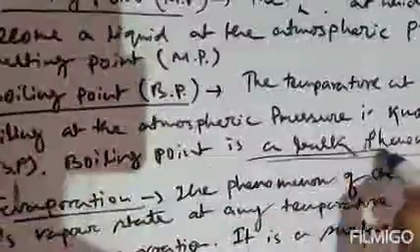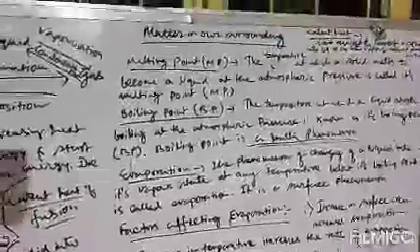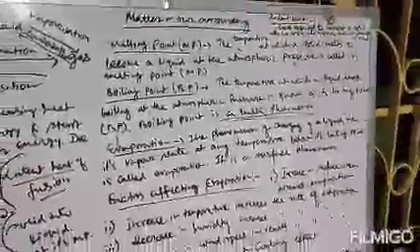Next one is boiling point. Like melting point, the boiling point is the temperature at which a liquid starts boiling at atmospheric pressure. Boiling is a bulk phenomenon. Why a bulk phenomenon? Because boiling occurs throughout the entire liquid. That's why it is known as a bulk phenomenon.